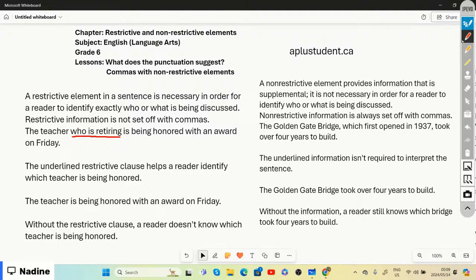So which teacher is being awarded? Whereas if we are being specific and say the teacher who is retiring is being honored with an award on Friday, now we know that out of the 15 or 16 teachers at the school, this one is retiring. Mrs. so-and-so is retiring. So we specifically know that this specific teacher is going to retire, so she's going to be getting an award on Friday.